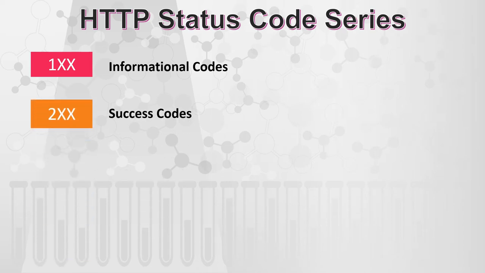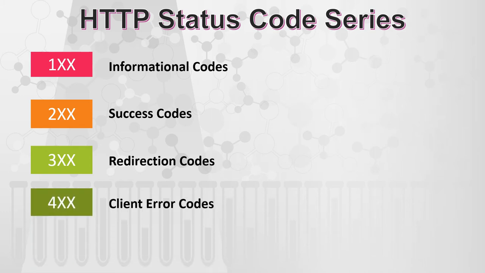The next category is the success codes. This category is used whenever the request is processed successfully by the server, and it sends 200, 201, this kind of status code which starts with 2. The next category is the redirection HTTP codes, and the examples could be 301, 302. This category is used whenever you want to redirect the client to some different URL.